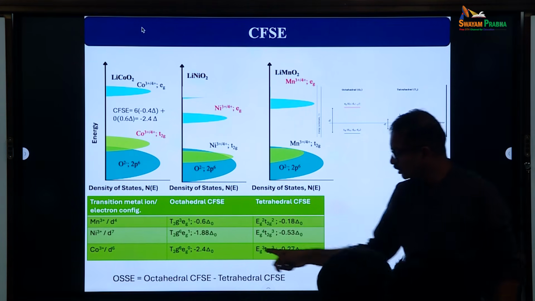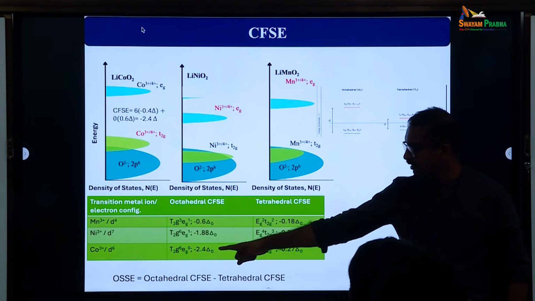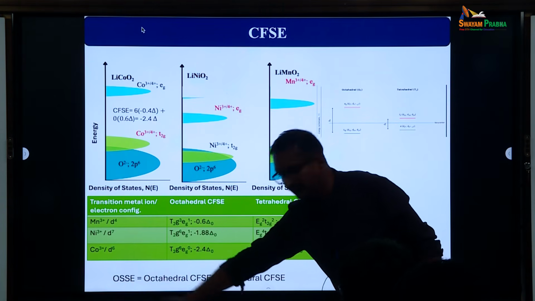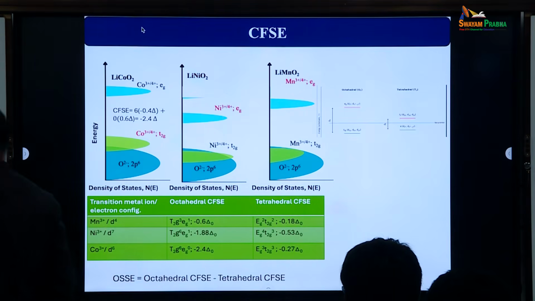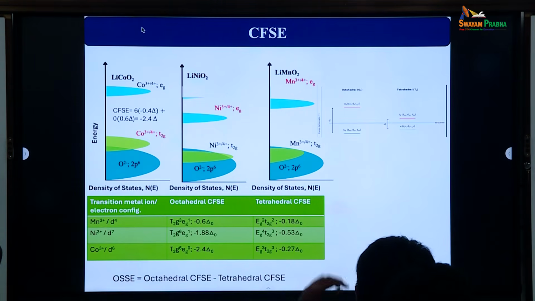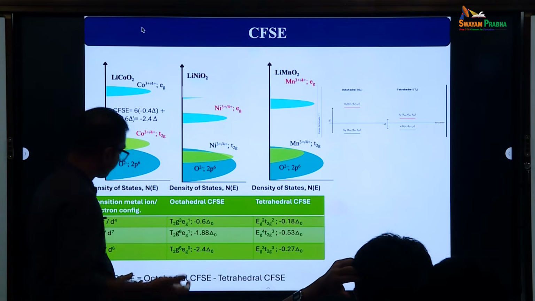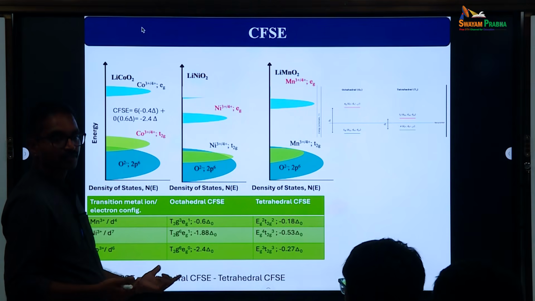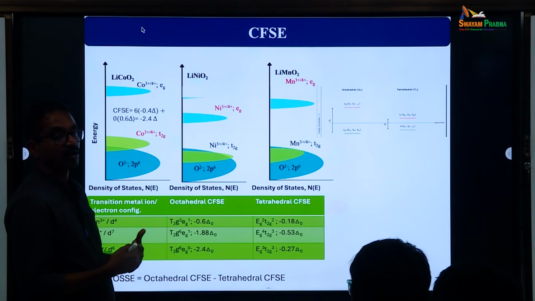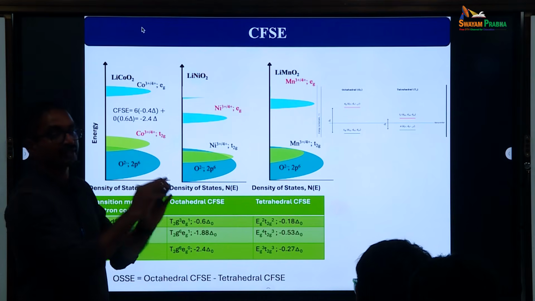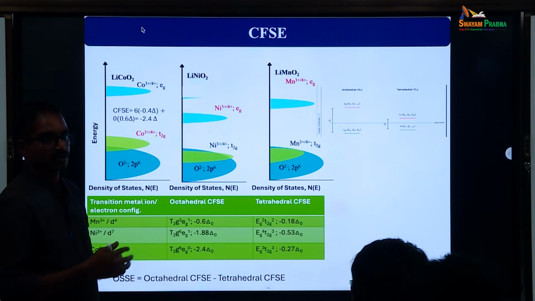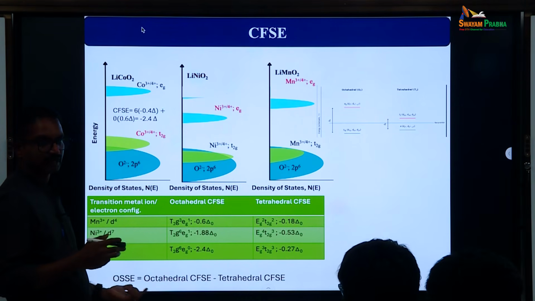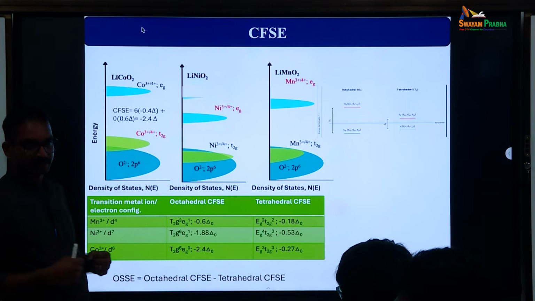The difference between these two is the octahedral site stabilization energy, OSSE. I forgot the expansion. This value tells you the probability of the ion preferring the octahedral voids over tetrahedral voids. So it is the octahedral site specific energy. It likes to be in that state.